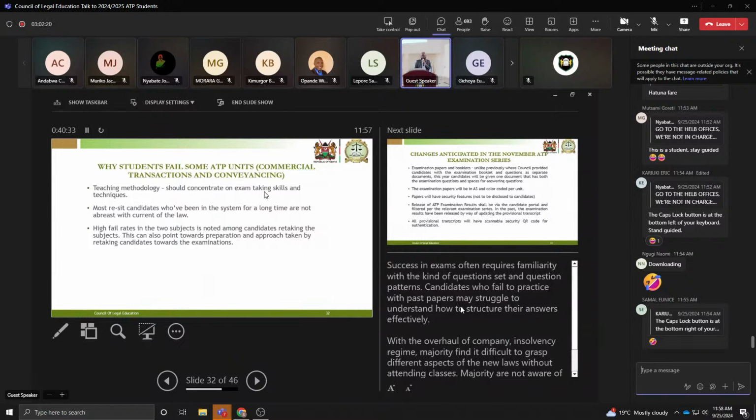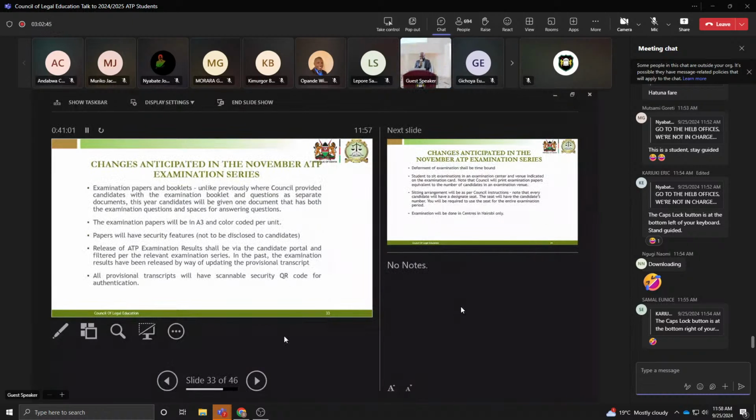So the issue of maybe teaching methodology, in this particular case, our assumption is that the teaching methodology should concentrate more on exam-taking skills and techniques, and that's where maybe you can learn IRAC, you can learn how to apply more and stuff like that, or how to answer questions that are tested in the higher levels of taxonomy.